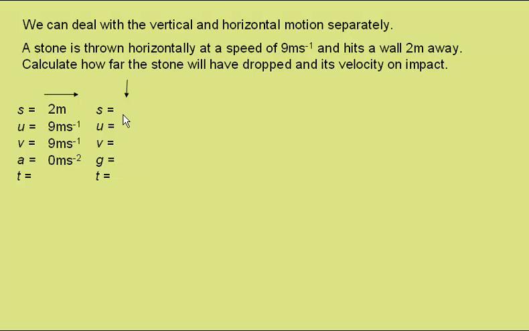My vertical displacement is what we want to find. My initial vertical velocity will be 0 meters per second. The stone is thrown horizontally. My final vertical velocity I need to find. The acceleration g is 9.81 meters per second squared. Note I've specified the direction as down, and therefore g is positive, and I don't need this time. What I do know is that these two times will be the same, and I'm actually going to find those to start with.